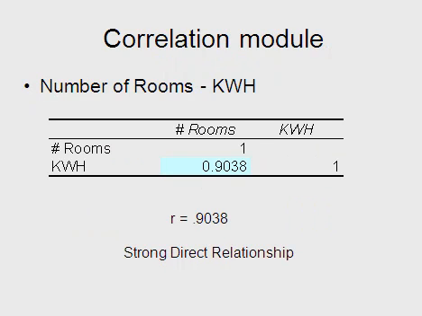So when we use the coefficient of correlation module in Microsoft Excel, this gives you a correlation matrix. And what we're interested in is the intersection between the number of rooms in the home and the number of kilowatt hours of electricity. And this tells you that R is 0.9038. And that would indicate, since that's fairly close to 1, that those two variables have a pretty strong direct relationship.